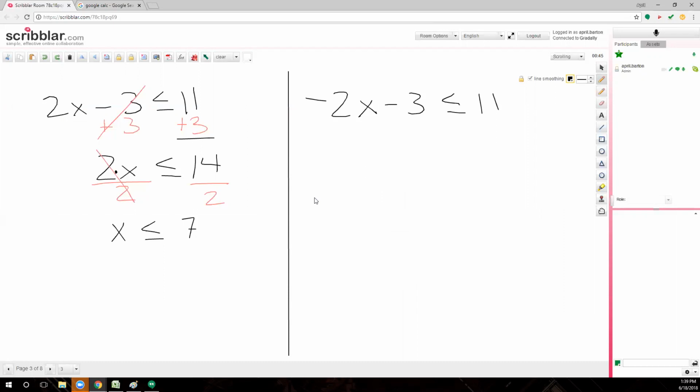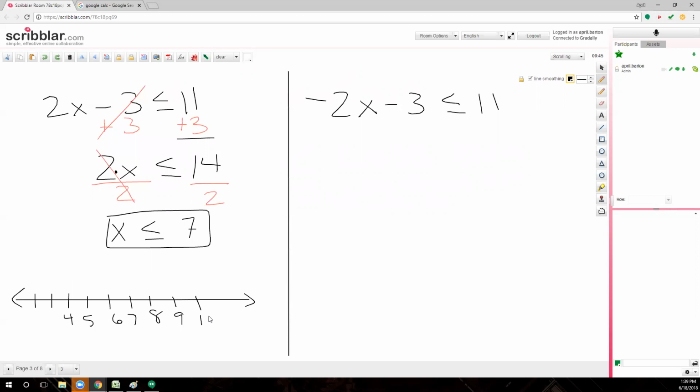Sometimes the answer is represented in this algebraic way, but you could also be asked to provide the answer as a number line, as a drawing. So the symbol here, the less than or equal to, will tell us two things. We have to decide between an open or closed circle, and we have to decide between shading to the left or to the right.